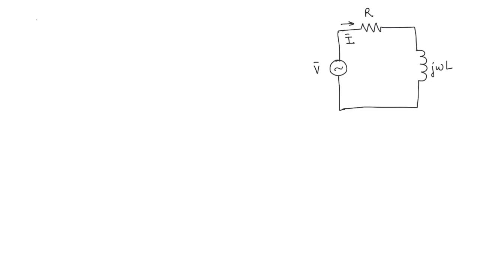You can write voltage V bar equal to the voltage drop across this resistance, which is going to be IR, and the voltage drop across this inductor, which is going to be I times j omega L. Okay, so let's write that. So RI plus j omega L I. And this, of course, becomes R plus j omega L times I bar.